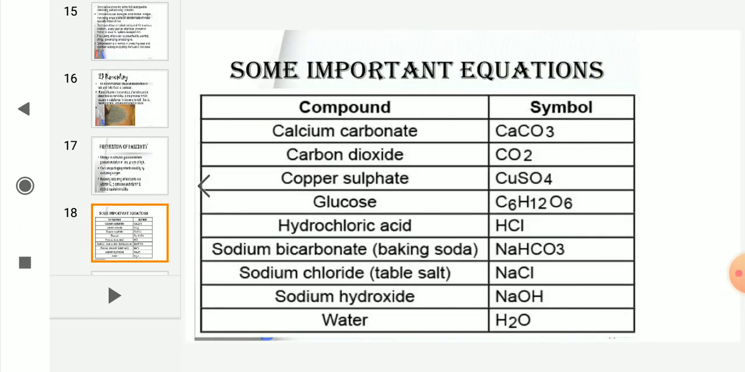Next, I have given you some important equations. Compounds and symbols are given. Please go through them. They are very useful. When you write the chemical equations, these help you a lot. Okay, children? So, now I have explained to you all the chemical equations with examples.